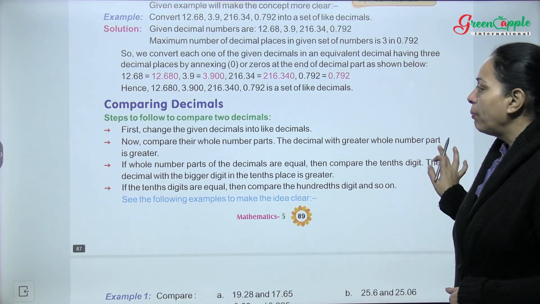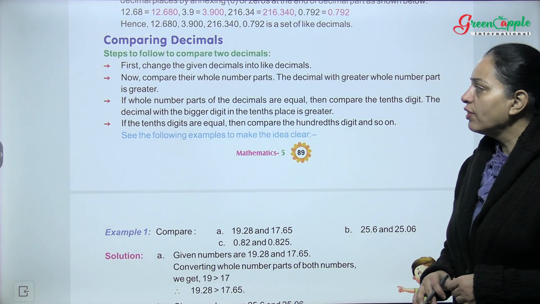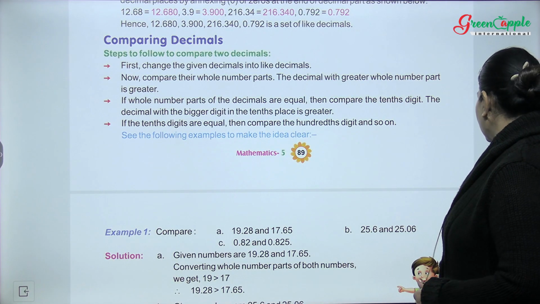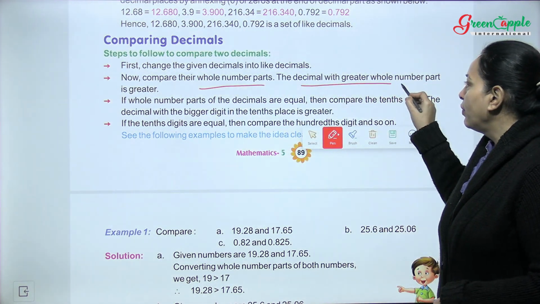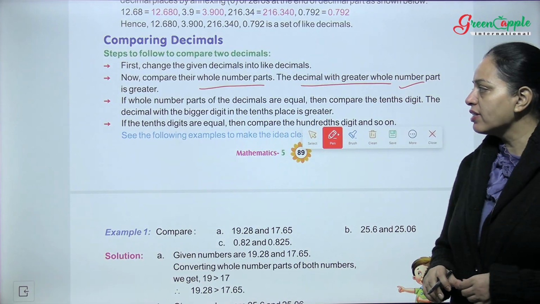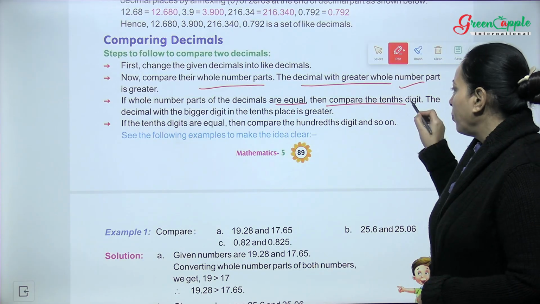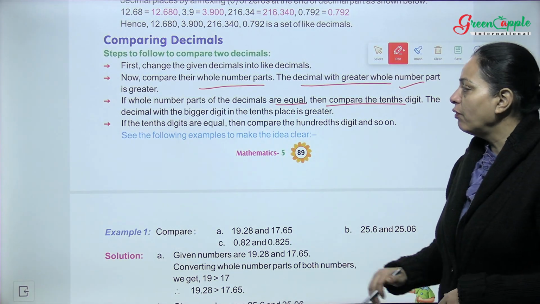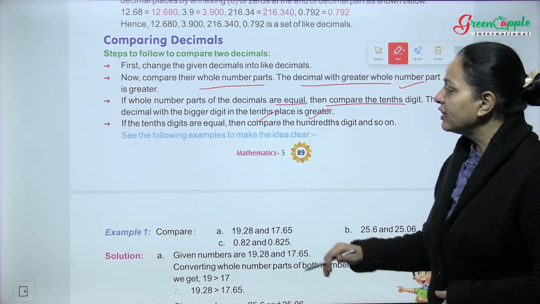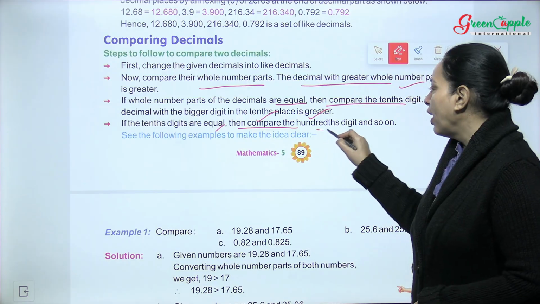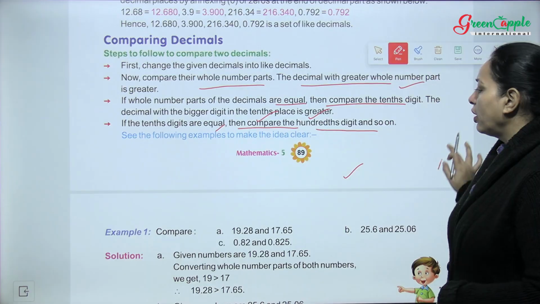Now we are talking about comparing decimals. Steps to follow to compare two decimals. First, change the given decimals into like decimals. Second, compare their whole number parts. The decimal with the greater whole number part is greater. Third, if the whole number parts of the decimals are equal, then compare the tenths digit. The decimal with the bigger digit in the tenths place is greater, and if the tenths digit is also equal, then compare the hundredths digit and so on. Let us see some examples to make the idea more clear.